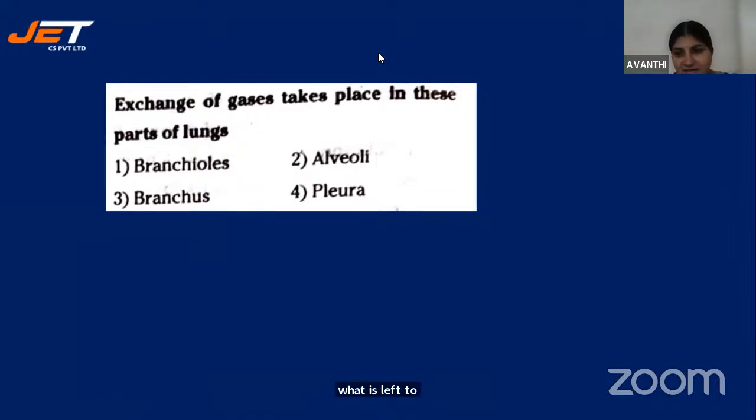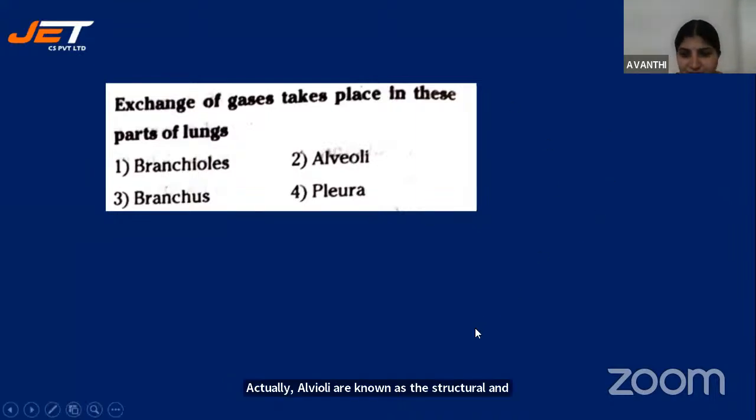Yes, Yogita has given the correct answer. Sandra, Monica, Ashwin, Manohar, Sai Charan, Swati, Avinash, Varsha, Pavan Sai. Very good. It is, children, alveoli. Actually, alveoli are known as the structural and functional units of the lungs. Okay, it is alveoli. Very good.